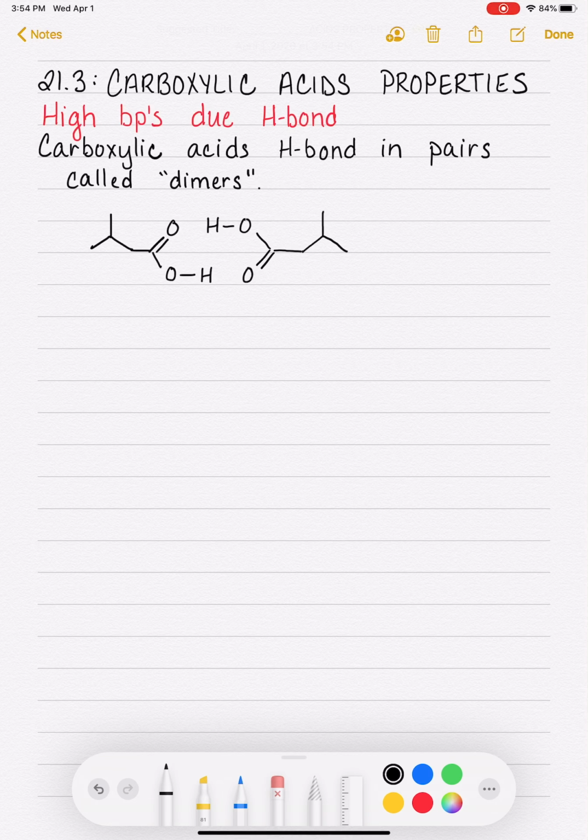And Sapling specifically wants you to illustrate that hydrogen bond. It instructs you to create a bond where the hydrogen bond would exist, but then it wants you to highlight that bond yellow to show that you know it's a hydrogen bond, not an actual bond. So this right here is what the dimer looks like. And this very strong connection between these two carboxylic acids causes them to have very high boiling points.